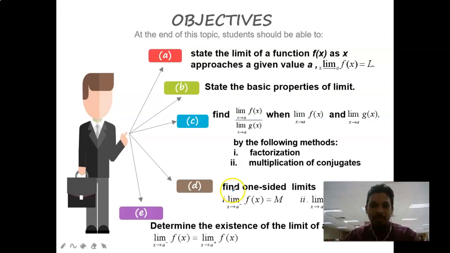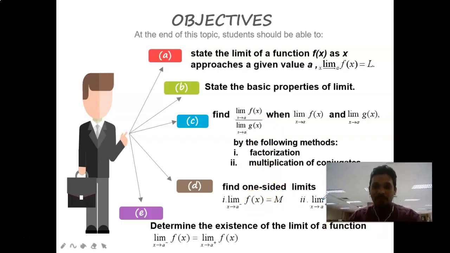Determine the approach of a limit given the value of a and the basic properties, the limit of the function f(x) divided by g(x), and also the one-sided limit and the existence of a limit of a function.